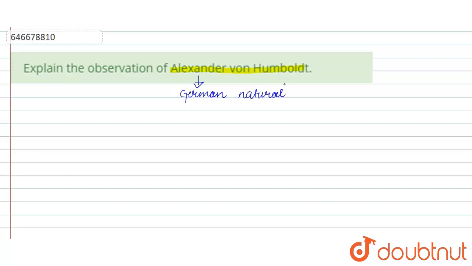And while he was exploring the South American jungles, he gave certain observations, and his observations are based on the species area relationship. So let us write the observations of Alexander von Humboldt.